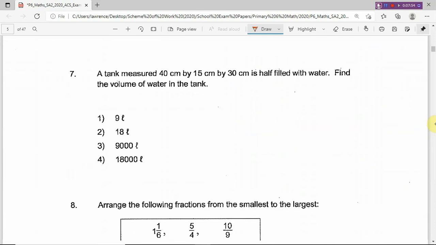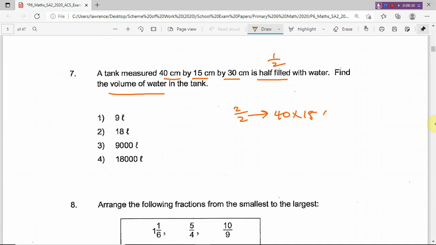And a tank measuring 40 cm by 15 by 30 is half filled with water. So find the water in the tank. So it means that the whole tank is one whole, or you call it 2 units. So 2 units will be 40 times 15 times 30. So shortcut without using the calculator, you take 4 times 15, that will be 60. 60 times 3 will be 180. And there are 2 zeros, so you put 2 zeros behind. So 2 units is 18,000.